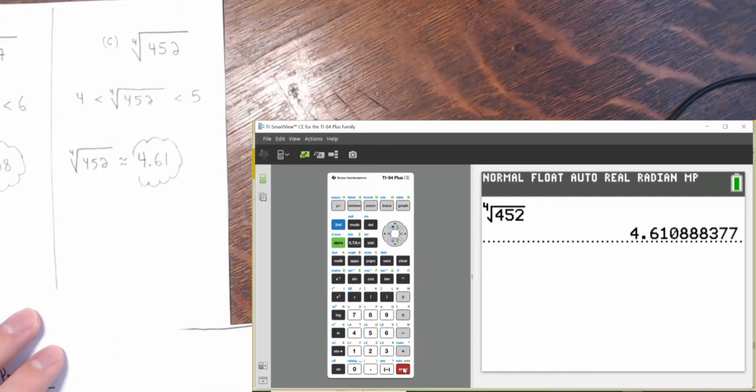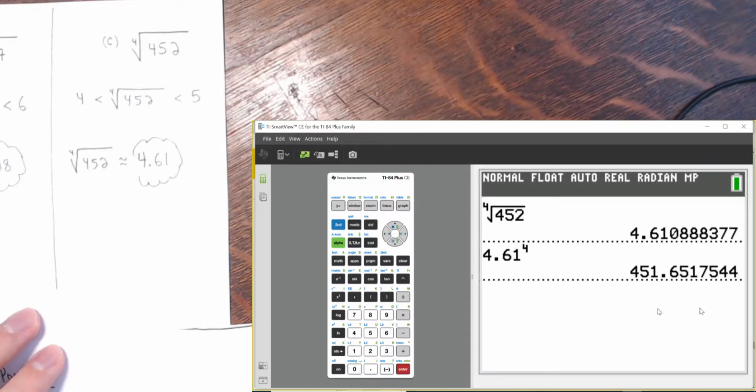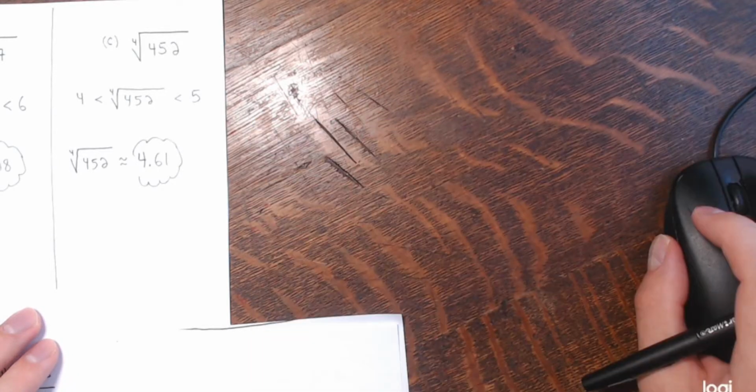Alright, let's test this approximation. Take 4.61, and we're going to raise this to the fourth power, since this was a fourth root, and see that we get something close to 452. And oh yeah, that's close: 451.65, that's close to 452. So that's a reasonable approximation, 4.61. Alright, great.